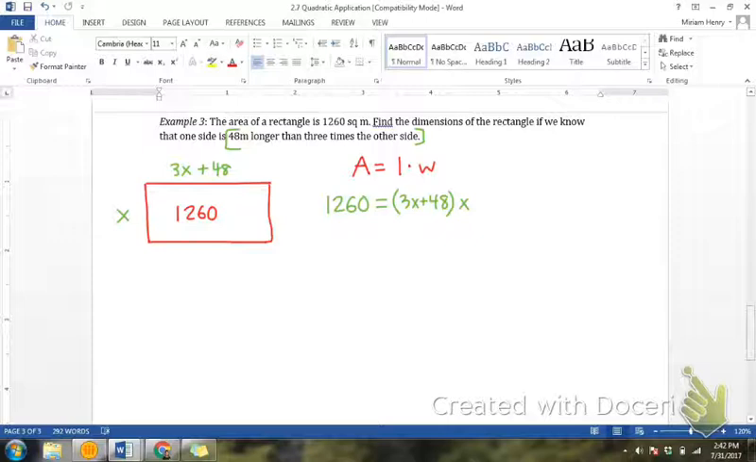So this is kind of a newer problem. How do you think we might go about doing this? Oh, we gotta figure out what X is. We have to figure out what X is, but first, what do you do when you see parentheses like that and something on the outside? Distribute, right? Okay, so let's go ahead and distribute our X through. 3X times X is 3X squared plus 48X equals 1,260.